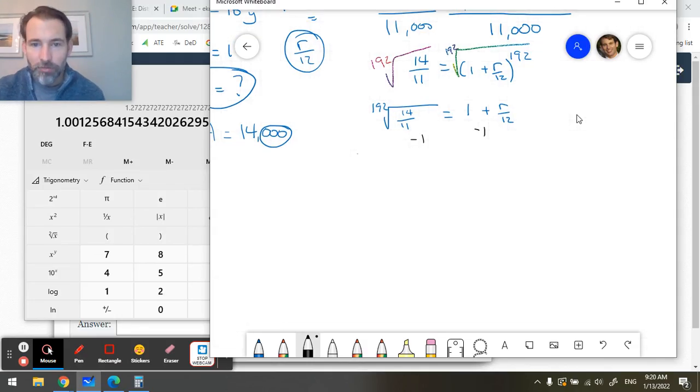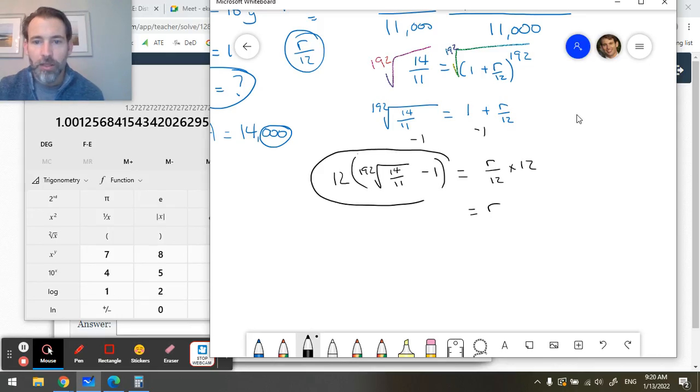And so then I will have the 192nd root of 14 over 11 minus 1, and that's going to be equal to r over 12. And then what I'm going to do is multiply both sides by 12. And that will give me r.